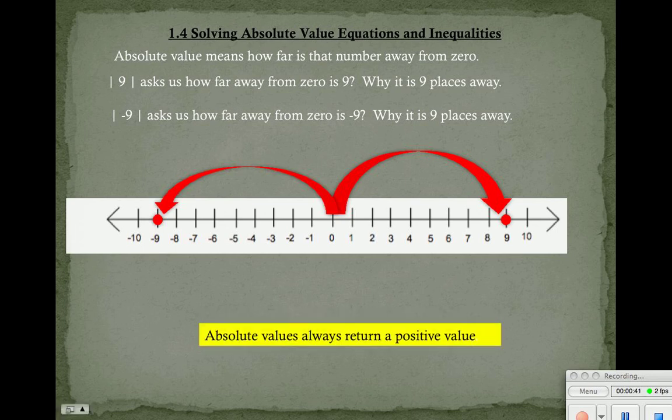So absolute values always return a positive value because it's asking us distance. How far away is something? We don't say something is negative 12 miles away. We say it's 12 miles away. So that's what absolute value is doing.